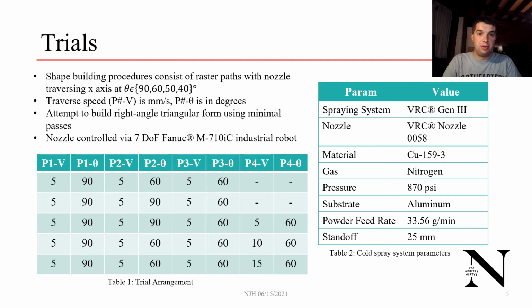Using our deposition model, we are able to tease out a series of parameters which were likely to lead to a close approximation of the fundamental building block form. Using our 7 degree of freedom industrial robot and VRC metal spray system, we deposited copper on an aluminum substrate using nitrogen and varied the nozzle normal to the surface and the nozzle traverse speed.